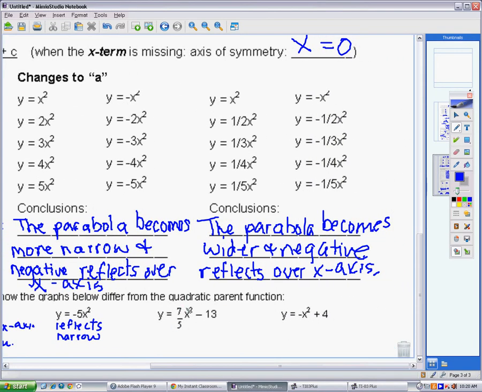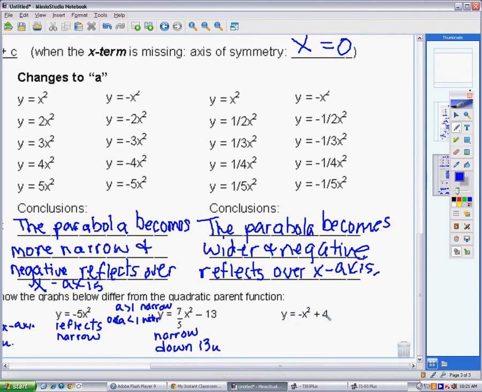Okay, 7/5. Well, what we've noticed is if our A was greater than 1, it got more narrow. And if our A was less than 1, but greater than 0, it got wider. Well, 7/5, would that be over 1 or under 1? 7/5 would be over 1, so that would make it more narrow. And then that negative 13 makes it go down 13 units.